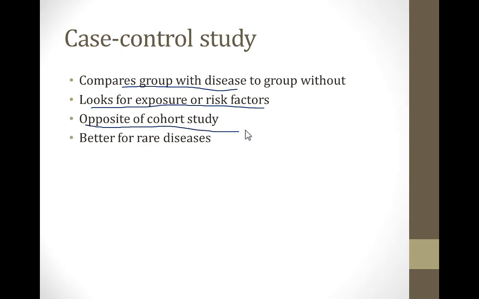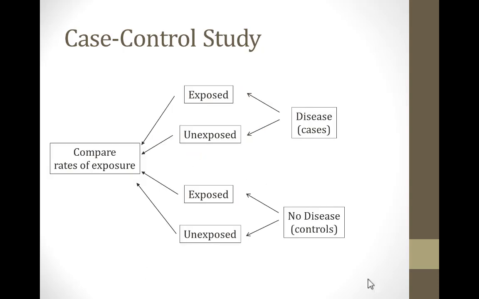It's like the opposite of a cohort study. Instead of identifying exposure and looking for disease, in this case, we're looking for disease first and then exposure. And this is the better study design for rare diseases. So here's an example of a case control study. You would find cases, these might be people with lung cancer, and your cases have to have a mixture of exposed and unexposed. You can't just identify smokers with lung cancer. You've got to have some smokers and some non-smokers.